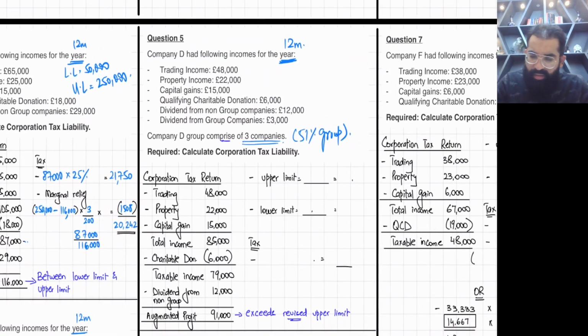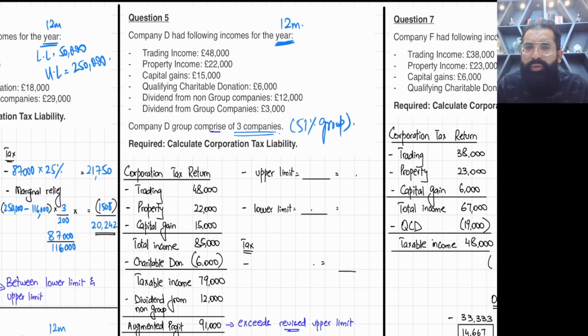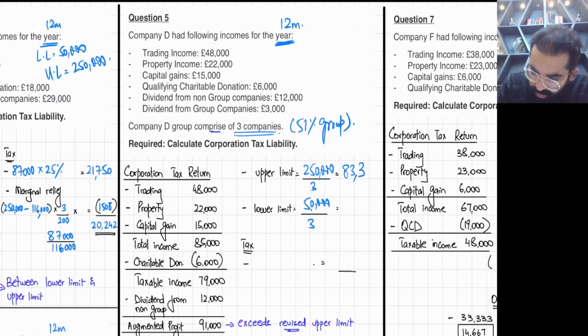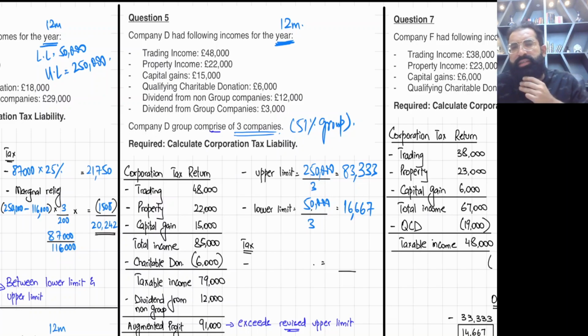So now you need to prorate the limits. You need to prorate your upper limit and lower limit. Your upper limit is normally 250,000. Lower limit is 50,000. And yes, there are total three members, so you need to divide by 3. So this will be 83,333, and this will be 16,667.